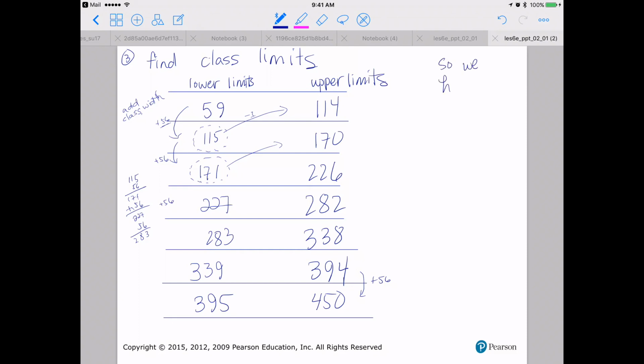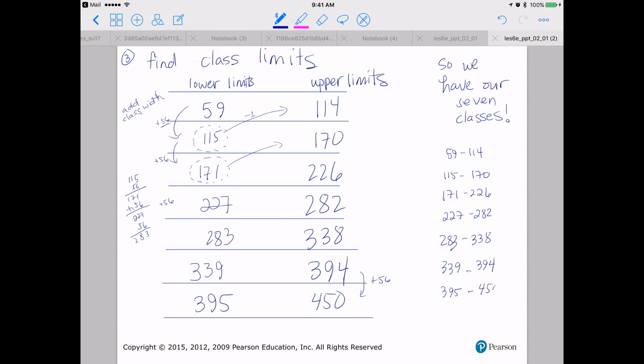Okay, all right. So we now have our classes. So we have our 7 classes. And what are our 7 classes? They are 59 to 114. That's our first class. 115 to 170. 171 to 226. 227 to 282. 283 to 338. 339 to 394. 395 to 450. Those are our classes.